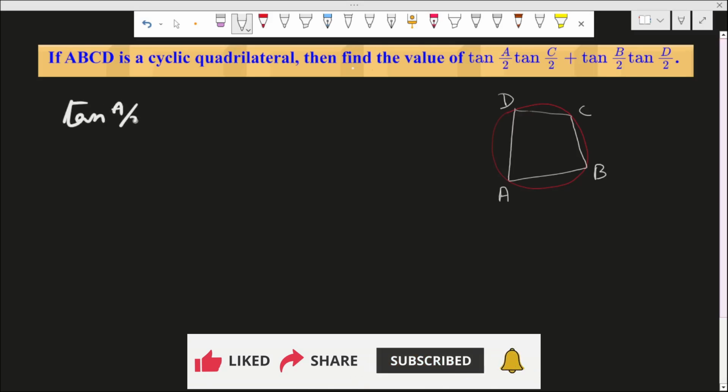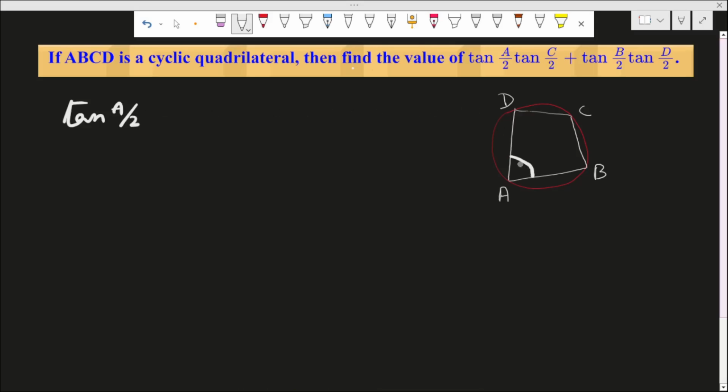tan A by 2. Here A is the angle A. That means angle A is simply written capital letter A, into tan C by 2, plus tan B by 2 into tan D by 2.